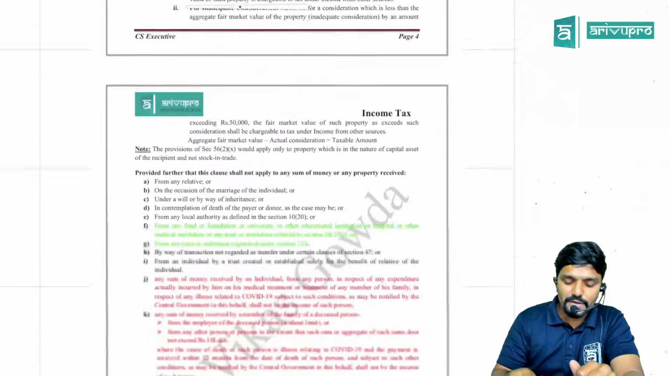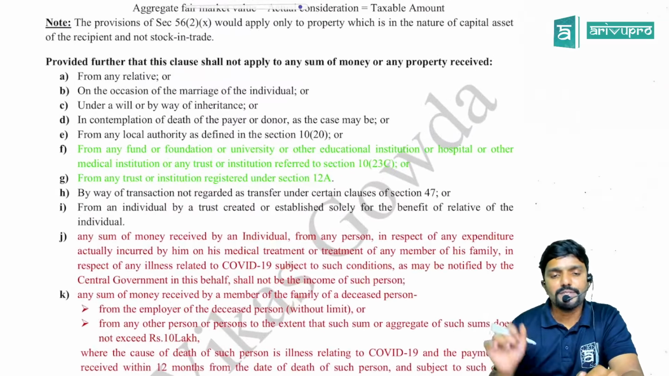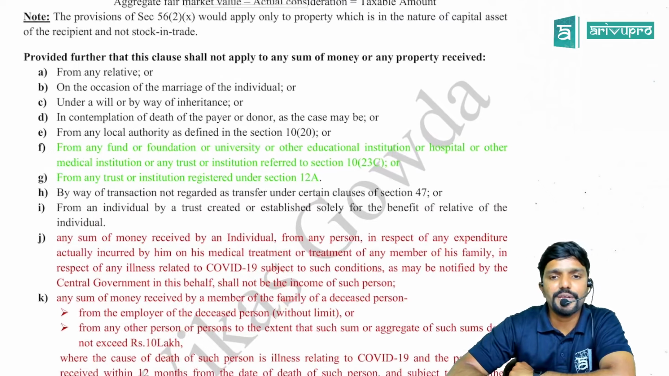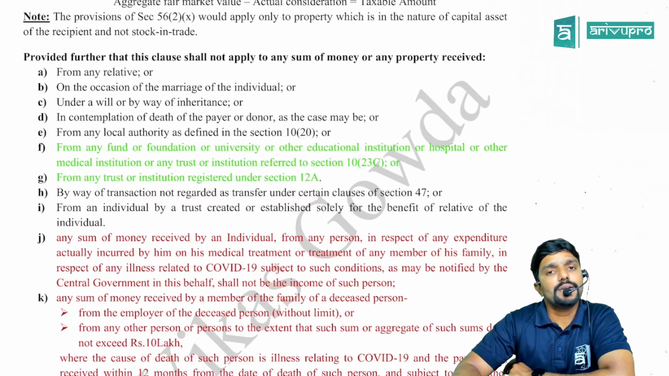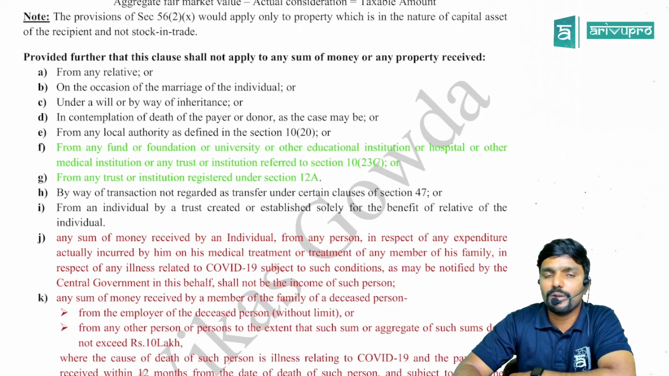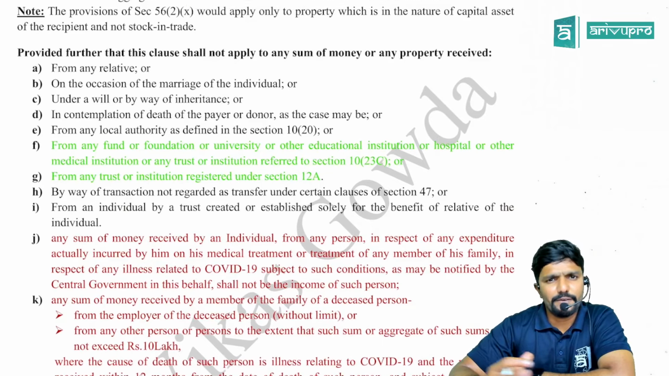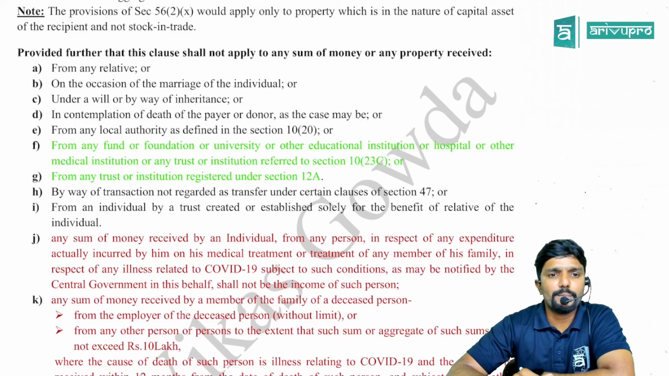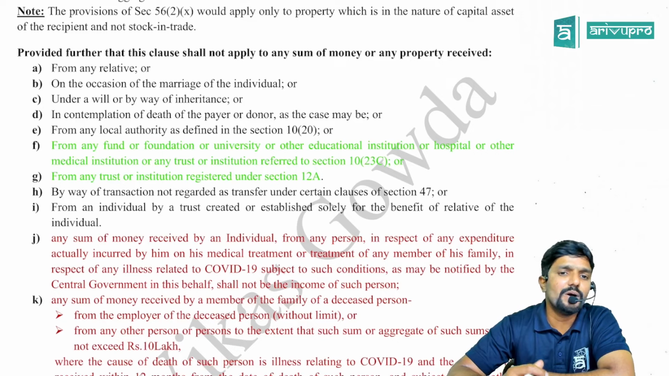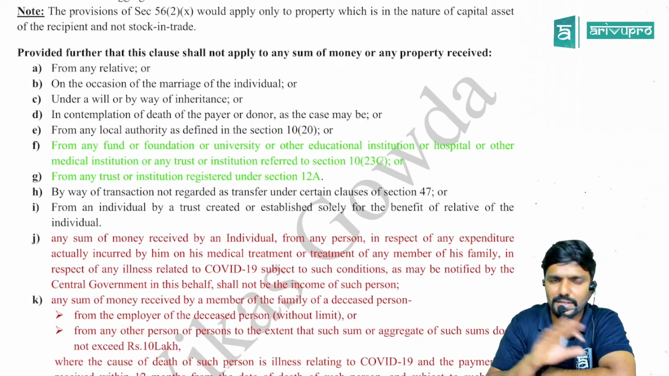Now, for this, there were certain exceptions. In the following cases, sir, taxability is not applicable. That means section 56(2)(x) will not be applicable. One is if you are receiving any gift, money or movable property or immovable property from any relative, on the occasion of marriage of the individual, or under a will or by way of inheritance, or in contemplation of death of the payer or donor as the case may be, or from a local authority as defined in section 10(20). All this remains the same, nothing changes.